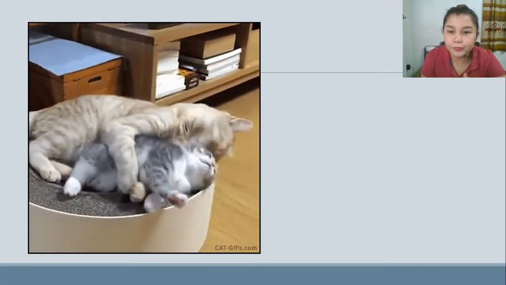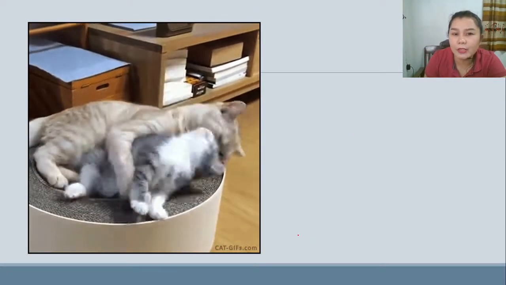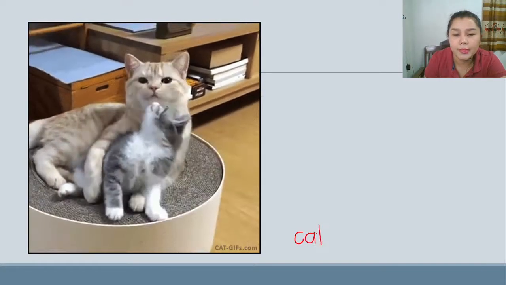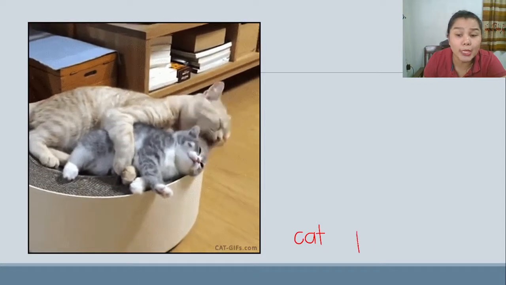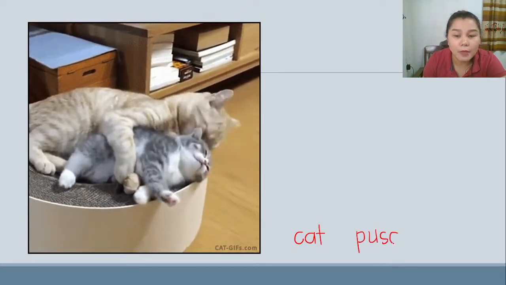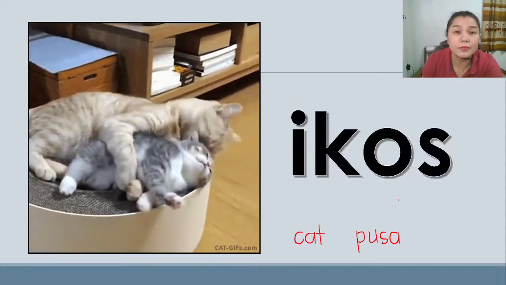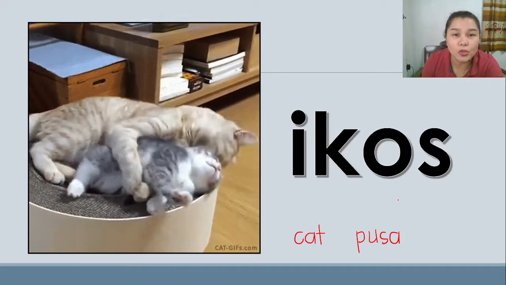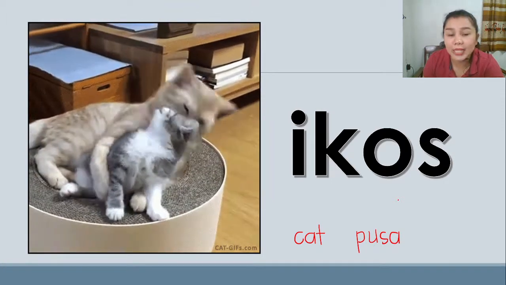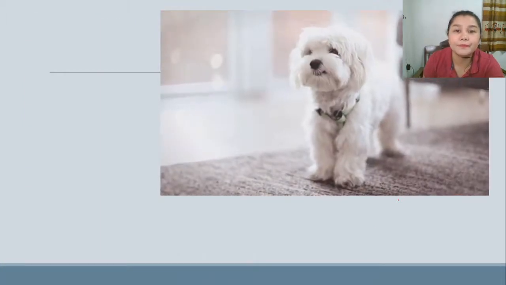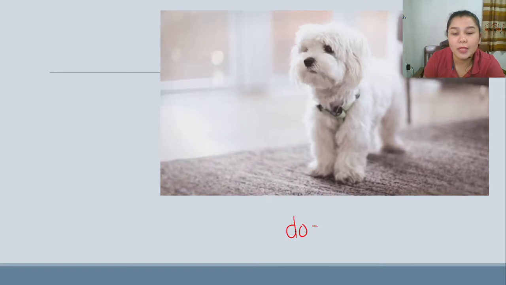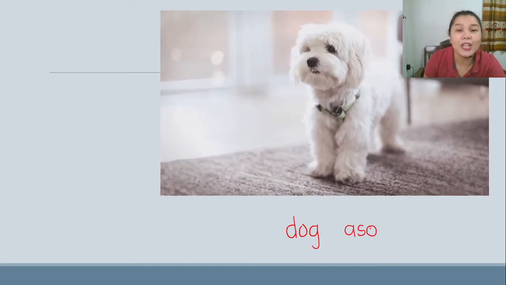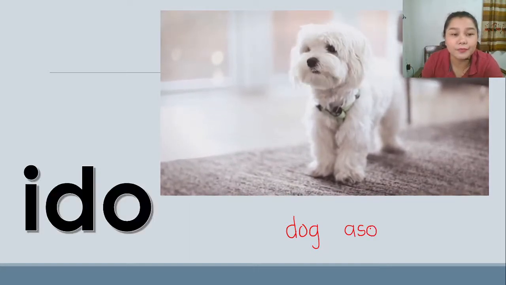Starting with, in English, this is called cat. In Filipino, it's called pusa. In Bicol, it's called ikos. Ikos. Another, what is it? It's a dog. In Filipino, it's called aso. Hindi aso, aso. In Bicol, it's called ido. So, may ikos, may ido.